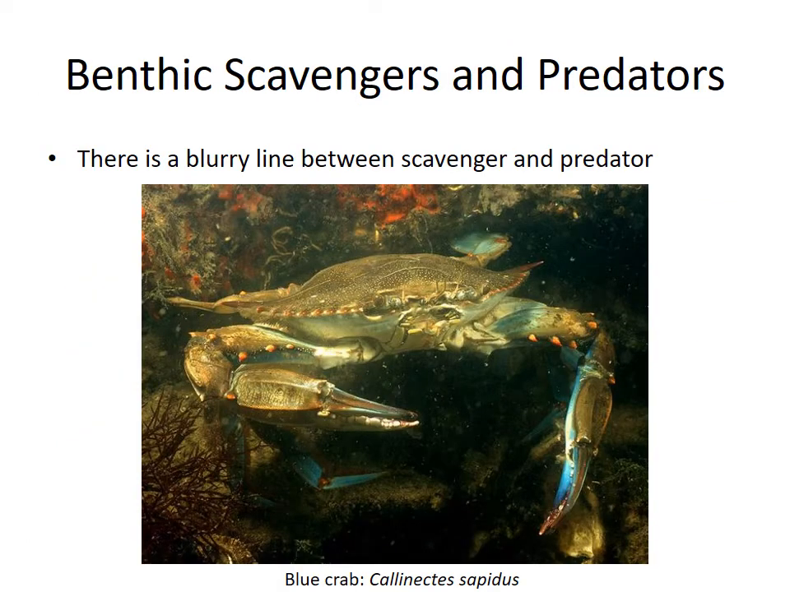As an example of the blurry line between scavengers and predators, I'm showing a blue crab, Callinectes sapidus. This organism will prey on live organisms like bivalves beneath the sediment, but it will also scavenge dead materials, like if there's a dead fish, it'll be happy to prey on that dead material as well. Demonstrating that blurry line. And so many organisms, even if they specialize in taking dead prey, if there was a living organism that they could easily take down, they might take that opportunity to prey on the living organism.